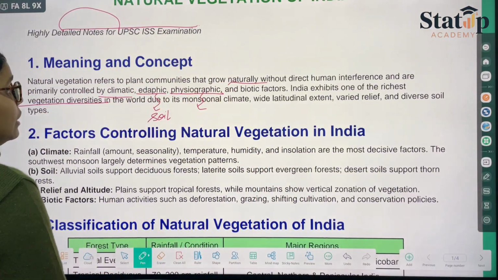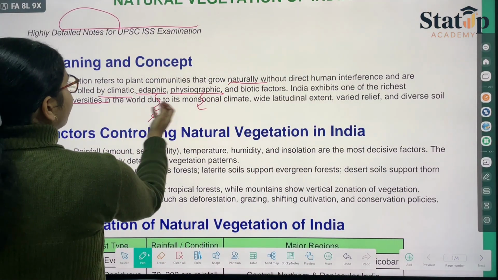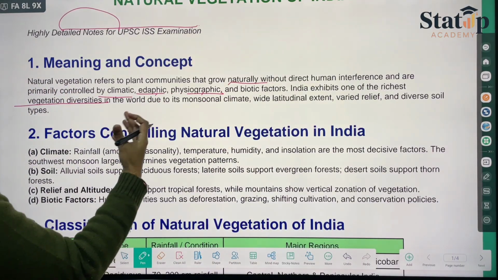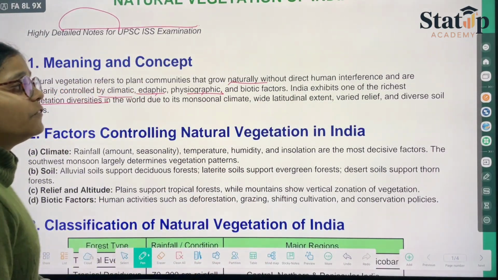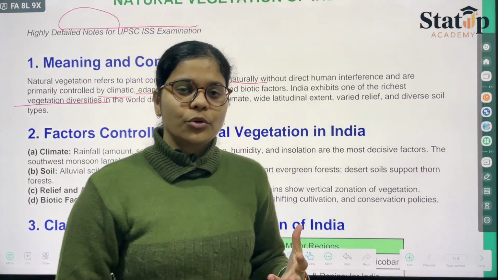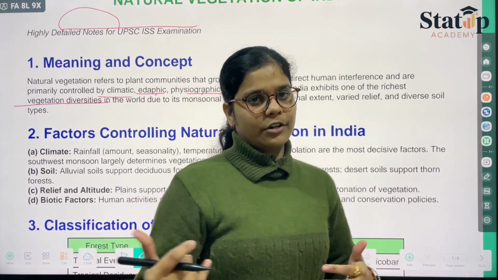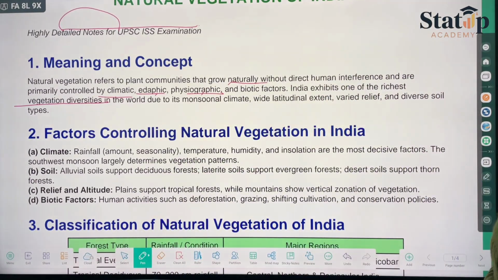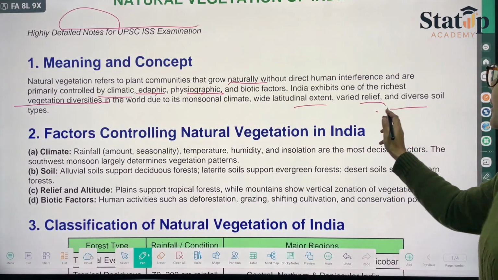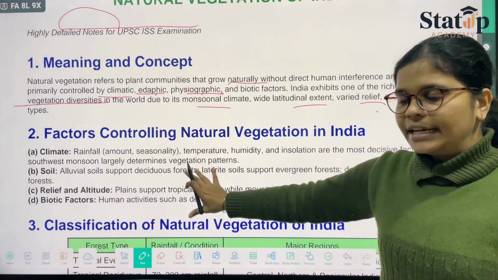Another thing is, what are its factors? Its factors are the monsoonal climate, wide latitudinal extent, varied relief, and diverse soil types. Soil types also play a major role. Therefore we have diverse vegetation that we're going to cover today. Now they are asking what the factors basically controlling it are. Since we have limited the factors here, we can describe them in detail as well.